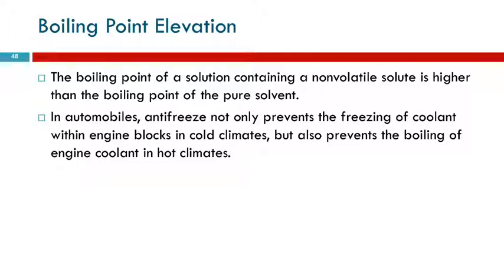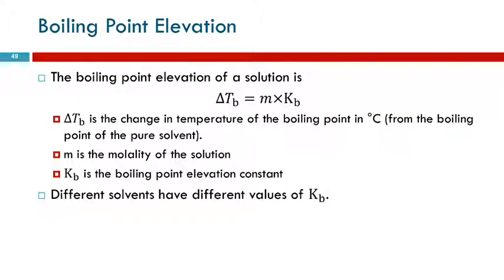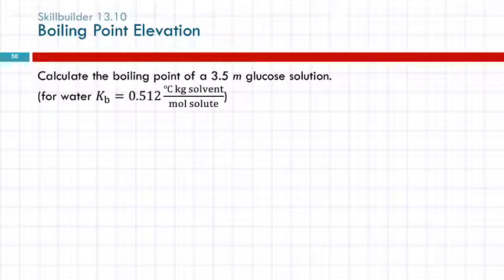For the boiling point, same idea, except that the boiling point goes up instead of down. So the equation, very similar, it's just got B for a subscript instead of F for freezing. And again, different solvents have different values. So let's calculate the boiling point of a 3.5 molal glucose solution. And here we're given the boiling point elevation constant. Delta Tb, the change in the boiling point, equals the molality times Kb.